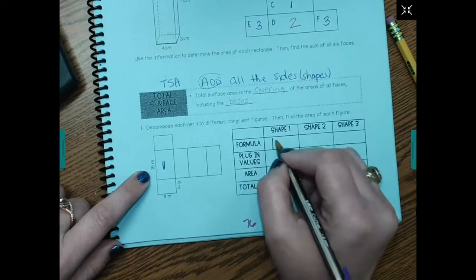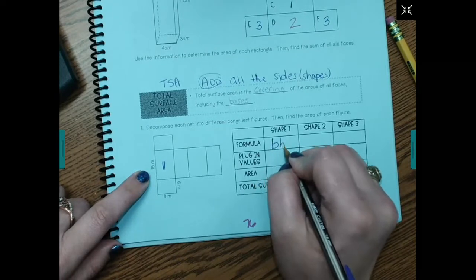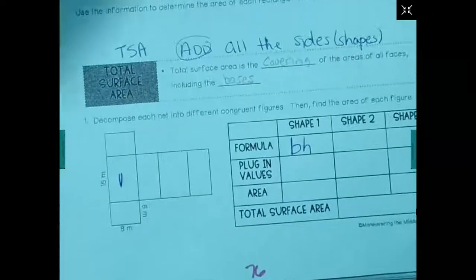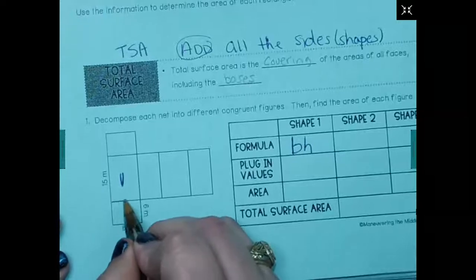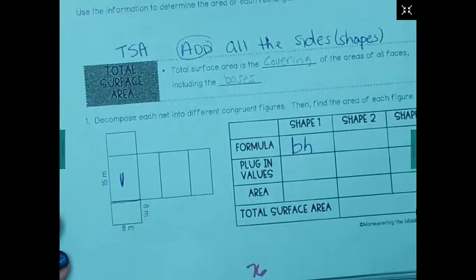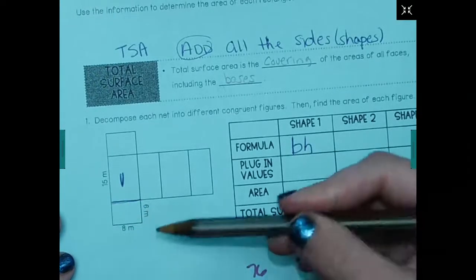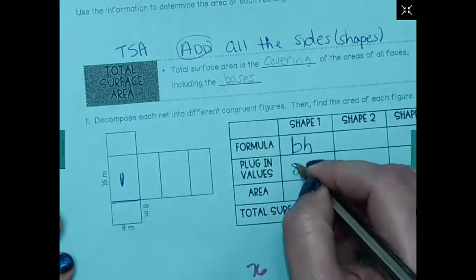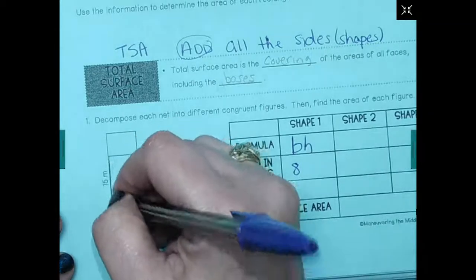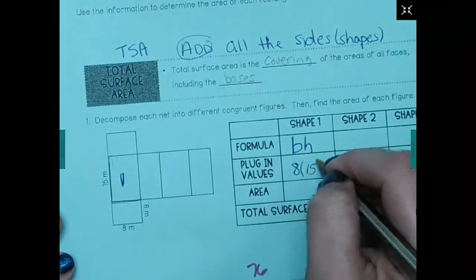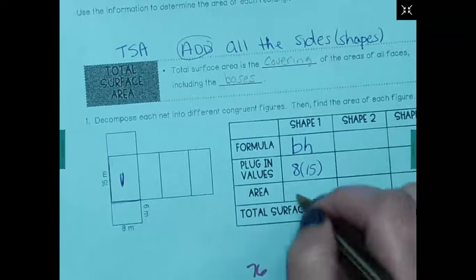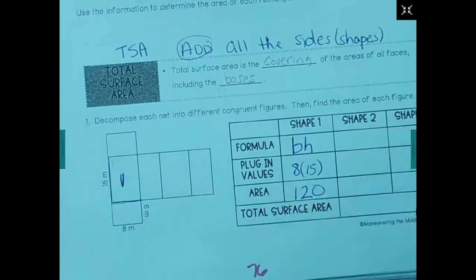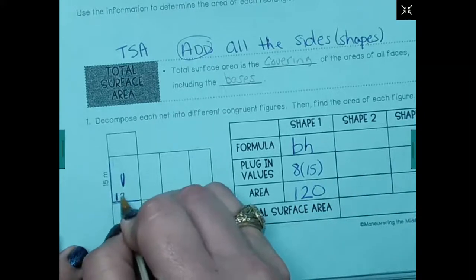Rectangle. And how do you find the area of a rectangle? Base times height. So if I look at this rectangle, the base right here is what? 8 meters. Remember, this is 8, this is 8, this is 8. What is the height? 15 meters. I'm going to save you time and tell you the multiplication: 15 times 8 is 120. So this one is 120.